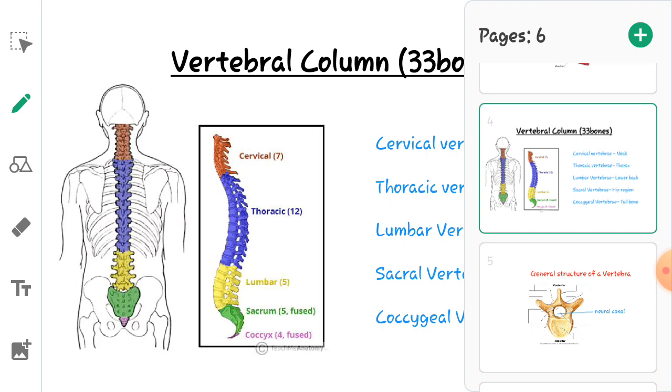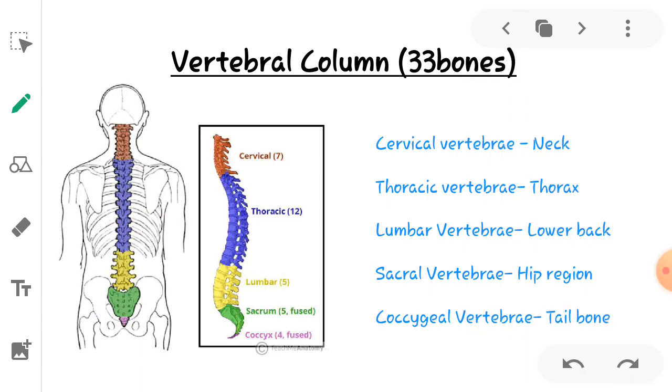Further, we have vertebral column, or you can say it backbone. It is made up of tiny 33 bones, and those bones are known as vertebrae. In lower classes, you might have assumed that backbone is actually made up of a single bone, but this is wrong. It is having total 33 small vertebrae. Our vertebral column is divided into different portions. Here, labeling is given in the picture.